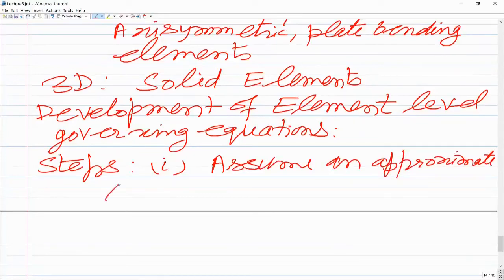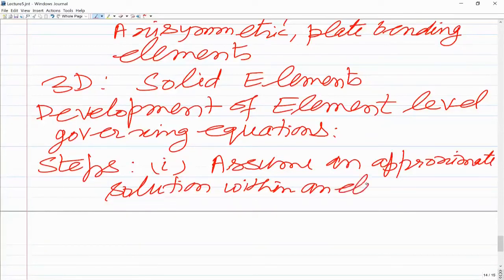Assume an approximate solution within an element. Earlier we were assuming a solution which is valid over the entire domain. Now we are only going to do this for an element, or subdomain. And when you do this, there are three requirements which have to be satisfied. One is known as the differentiability requirement.